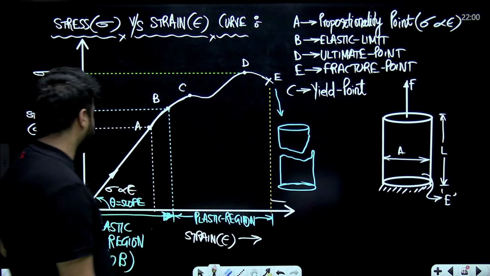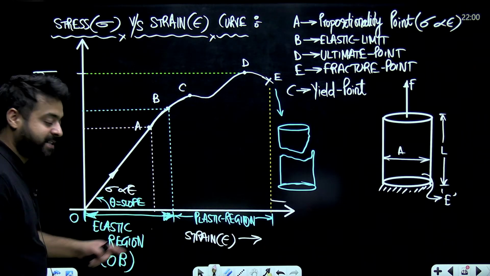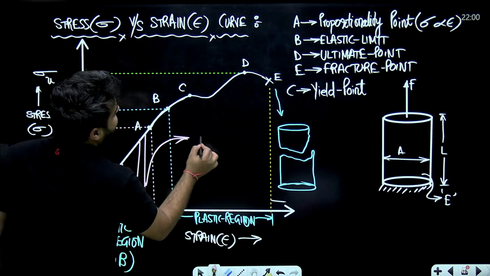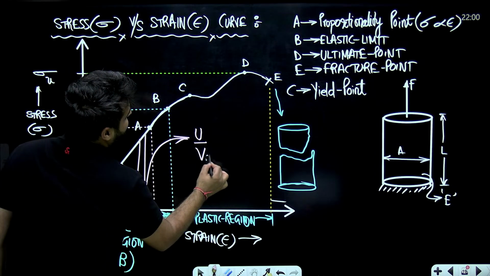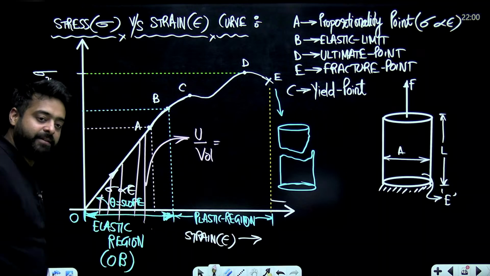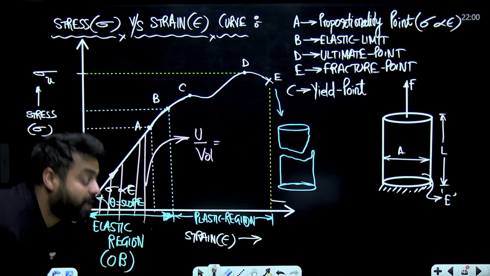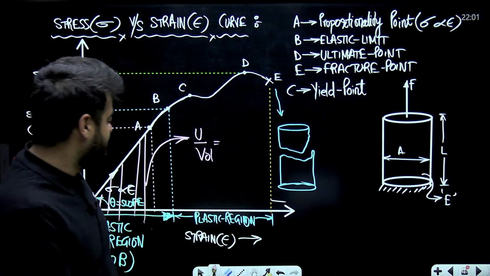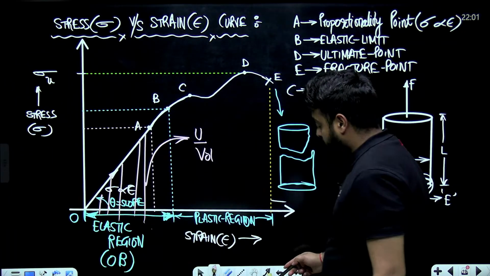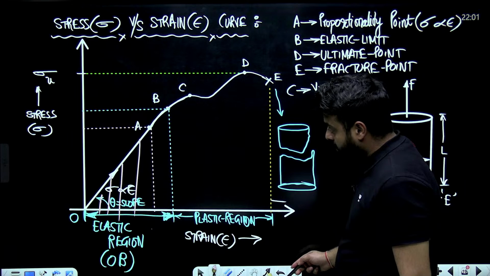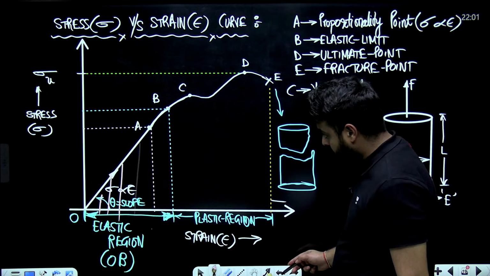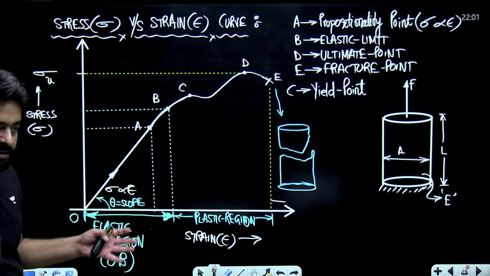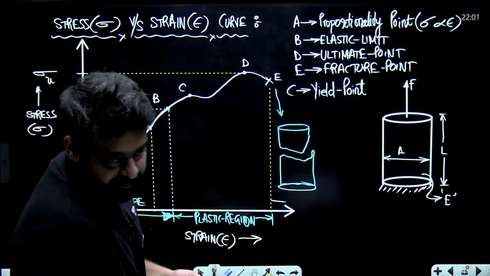I want to show you one thing also. Can you tell me what is half of sigma and epsilon? Sir, this is the area of the triangle. You know what this area of the triangle is? That is called potential energy stored per volume, energy density. That's why it came half into stress into strain, but only in the elastic region. The total area also has some significance, but I am not telling you because it's too much for you.